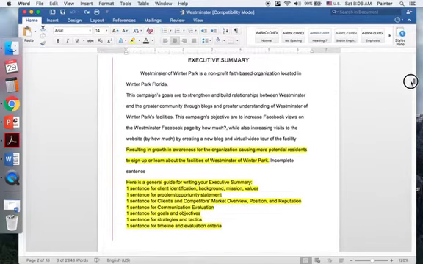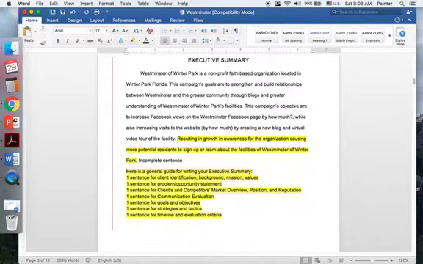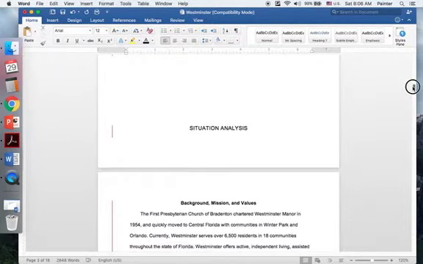The executive summary needs some work. So here's a general rule for writing your executive summary that you'll need to revise here. This is not a complete sentence, and your executive summary doesn't provide enough specific information using precise language. We don't know how much these increases are, and they need to be specified here in your executive summary.